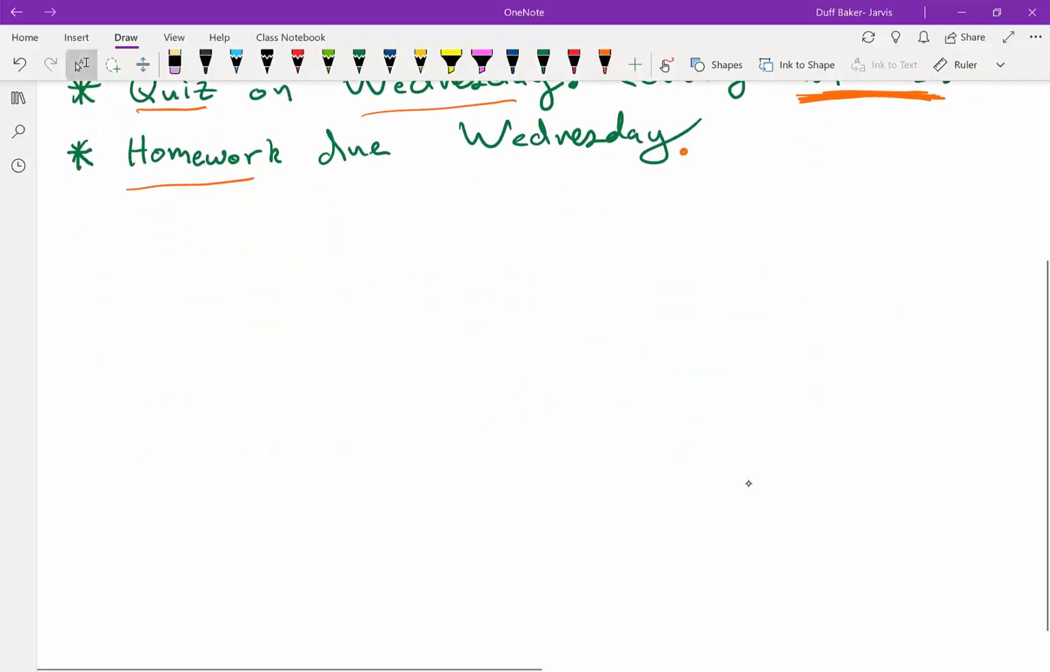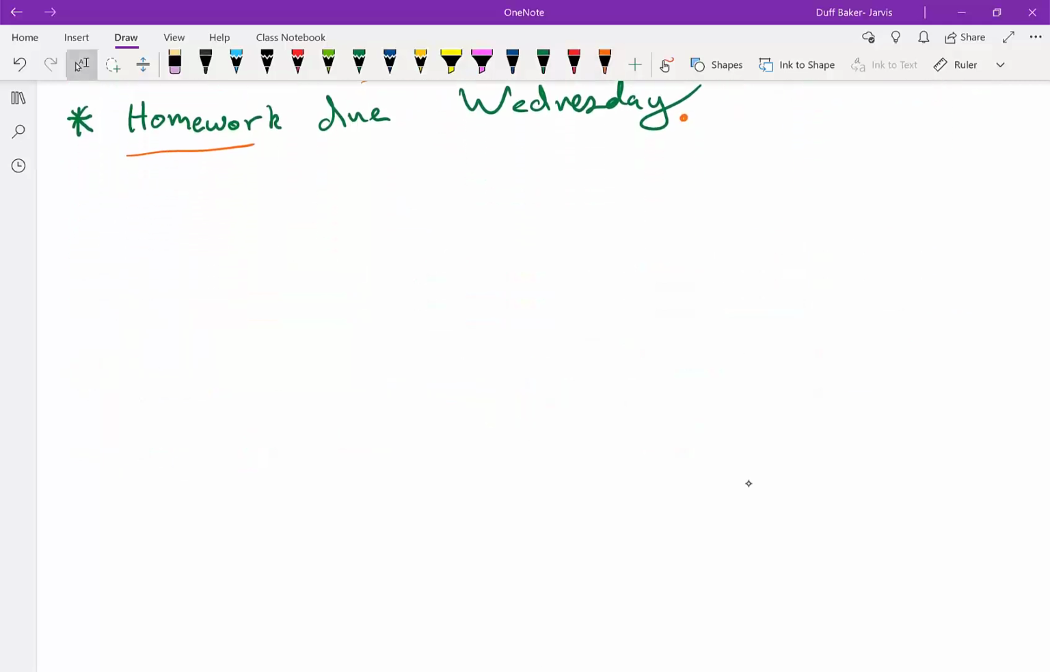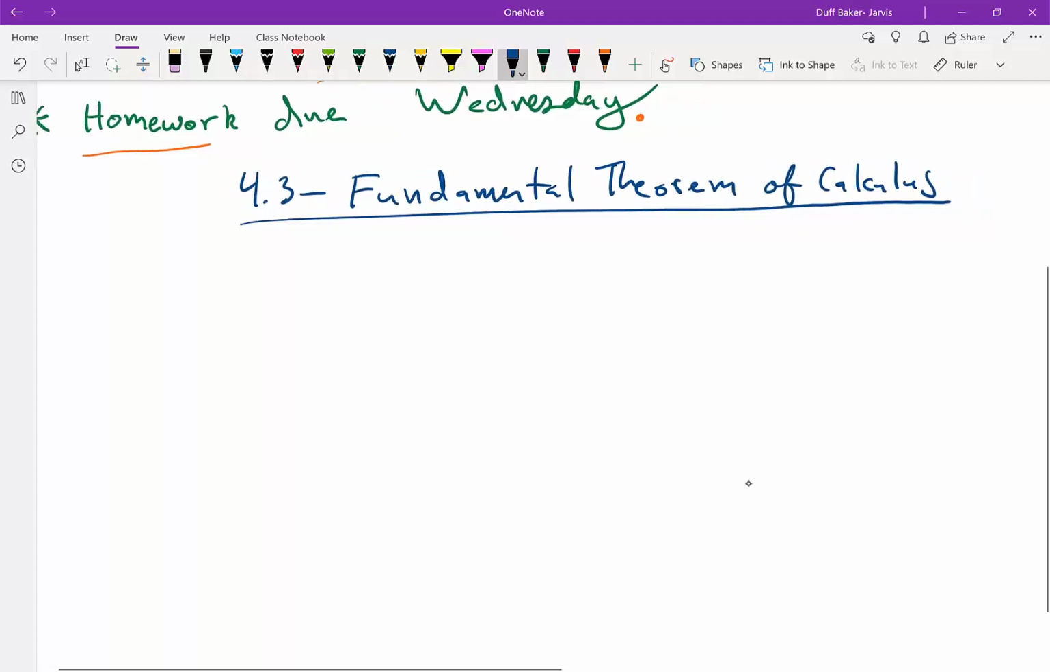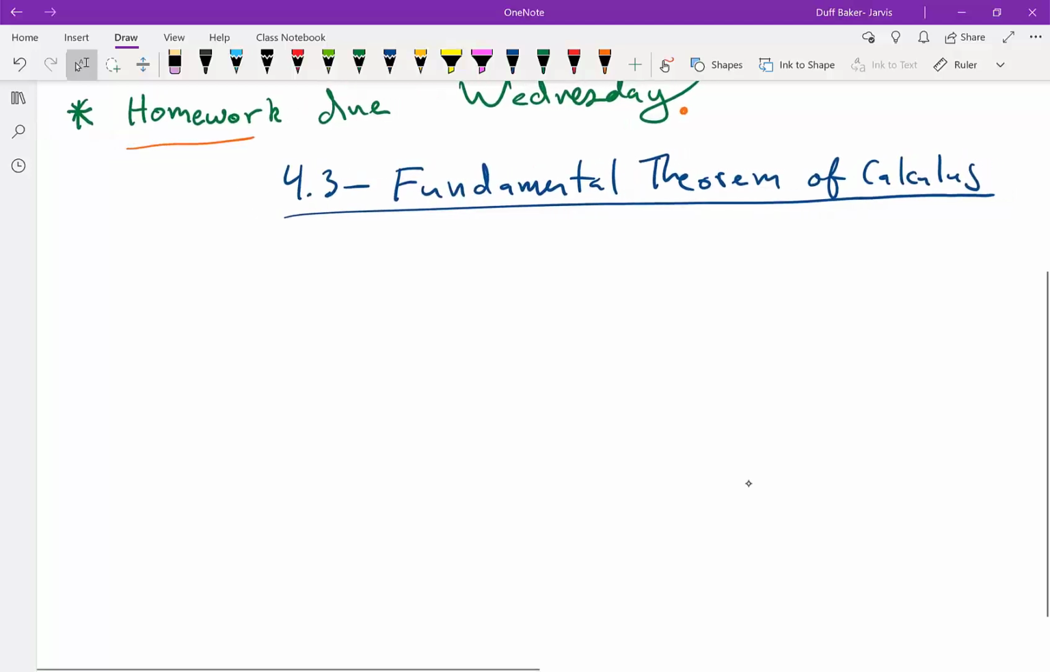All right. Well, the topic for today is section 4.3, which we're finally getting to, the thing called the fundamental theorem of calculus, right? We've been kind of working up to this for a long time now. And essentially what it does is it relates derivatives and integrals. It tells us how the two operations are related.